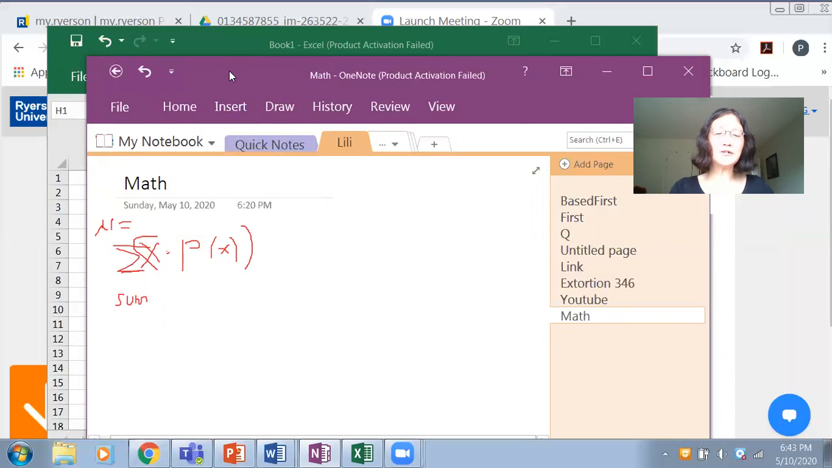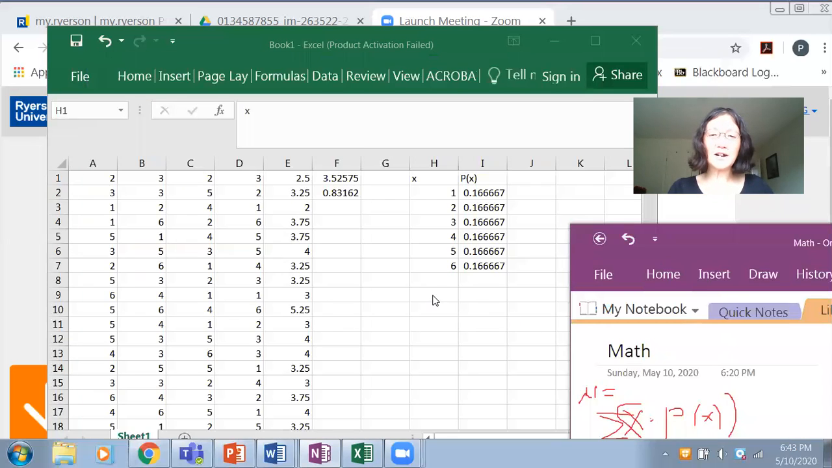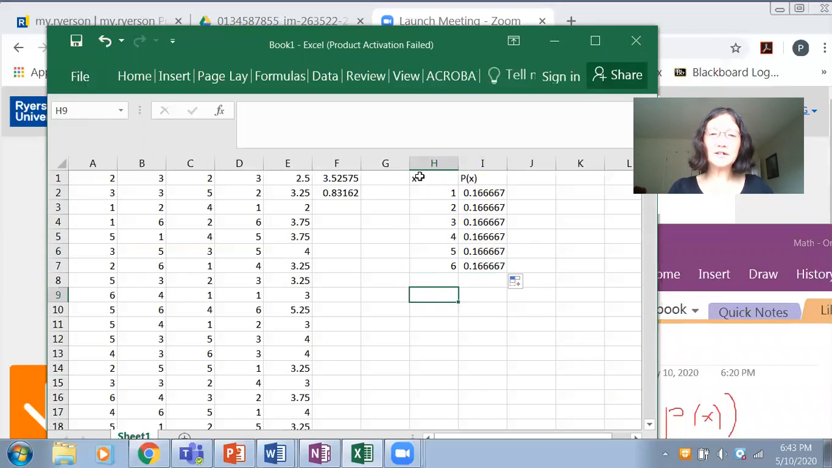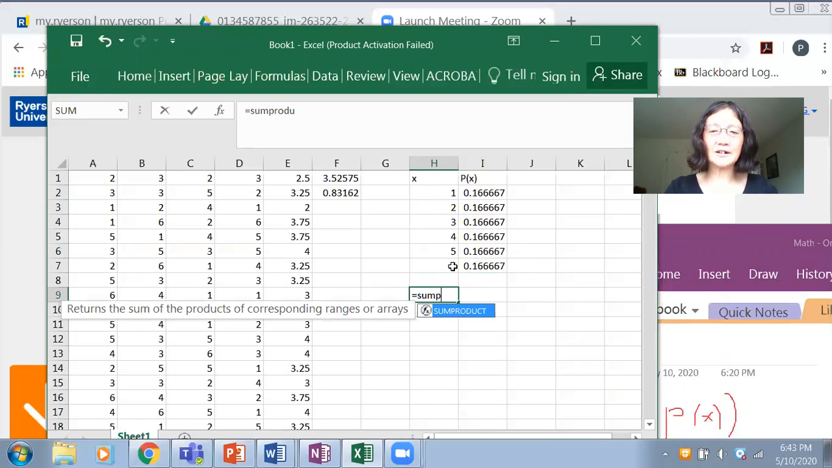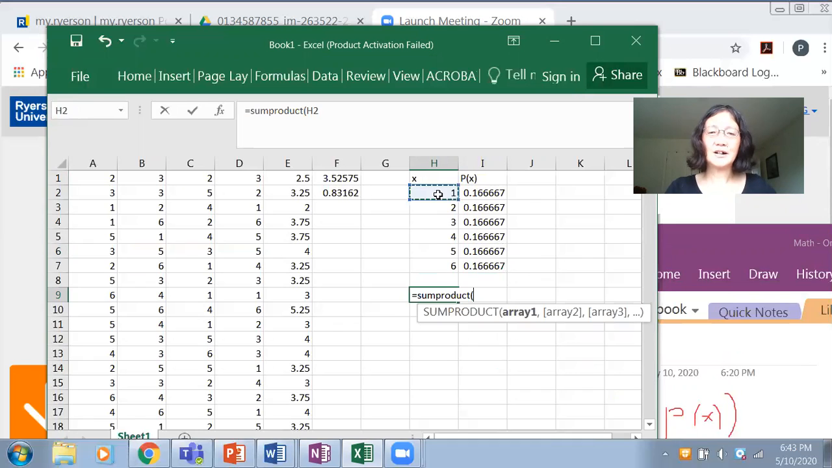So we are going to use the SUMPRODUCT function to calculate the mean of this discrete probability distribution table. SUMPRODUCT, array 1, array 2.